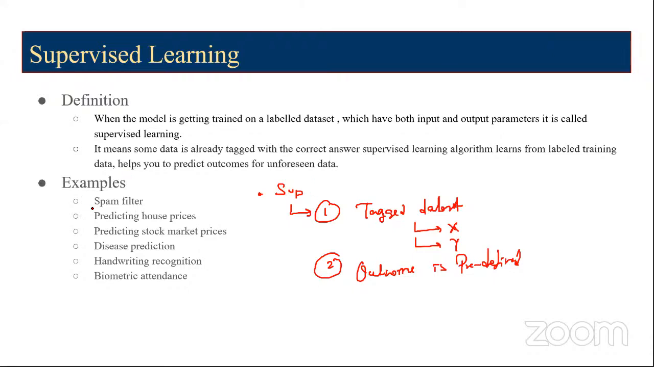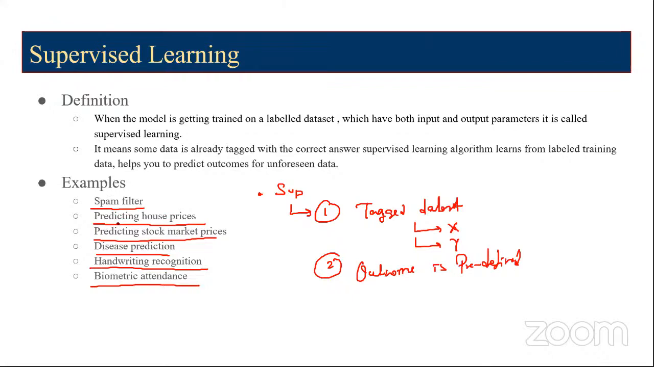So these are the different examples where we use supervised learning: spam filter, predicting house prices, predicting stock market price, disease prediction. This is like, given any patient information, you need to predict if someone is suffering from diabetes or not. Handwriting recognition means given any handwritten image, you need to classify whether it contains 1, 2, 3, 4, or 5 or ABCD, right? Biometric attendance means given a face, you need to classify that face into a predefined set of persons. So all these are what?